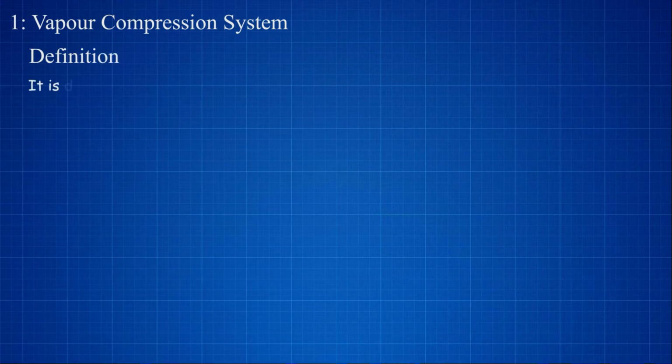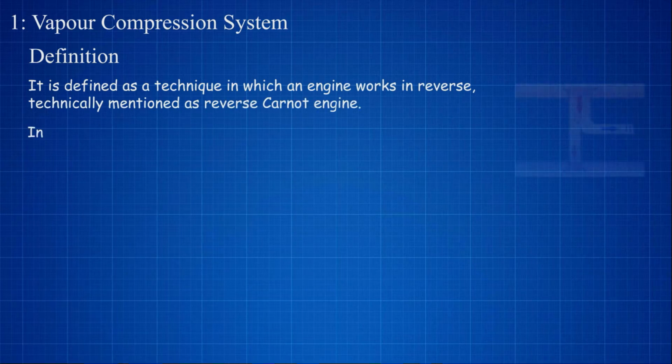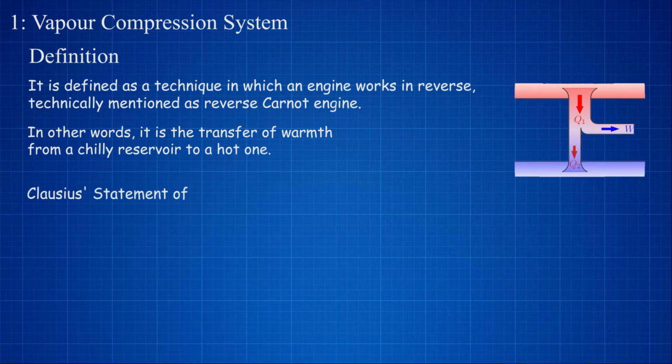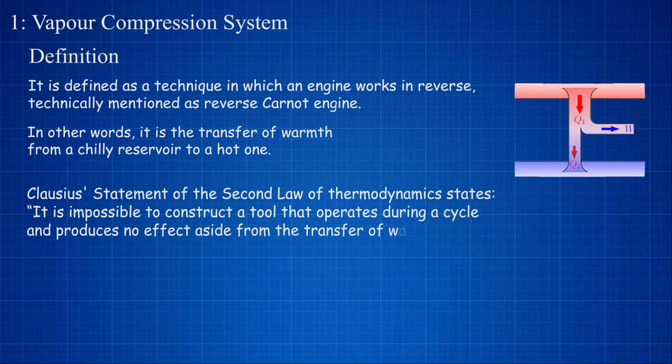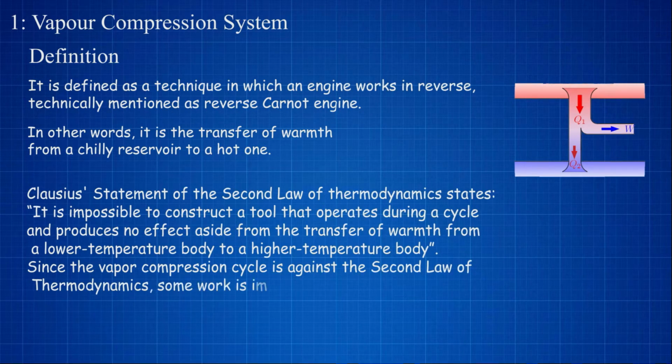Definition. It is defined as a technique in which an engine works in reverse, technically referred to as a reverse Carnot engine. In other words, it is the transfer of warmth from a chilly reservoir to a hot one. Clausius' statement of the second law of thermodynamics states, "It is impossible to construct a device that operates in a cycle and produces no effect aside from the transfer of warmth from a lower temperature body to a higher temperature body." Since the vapor compression cycle is against the second law of thermodynamics, some work is necessary for the transfer to take place.